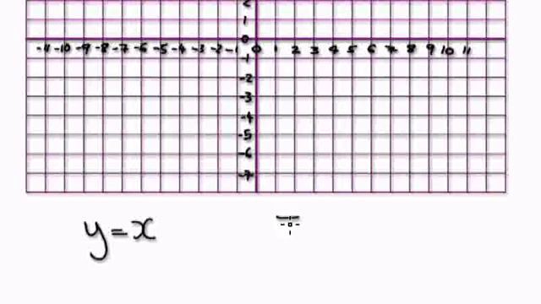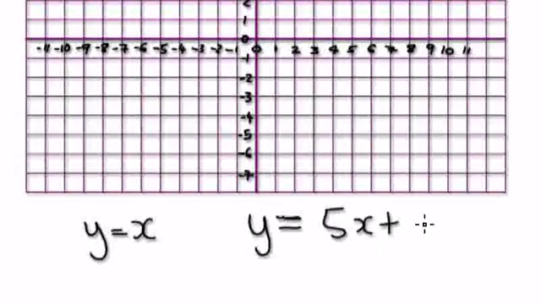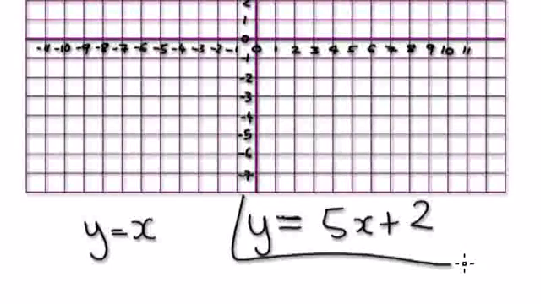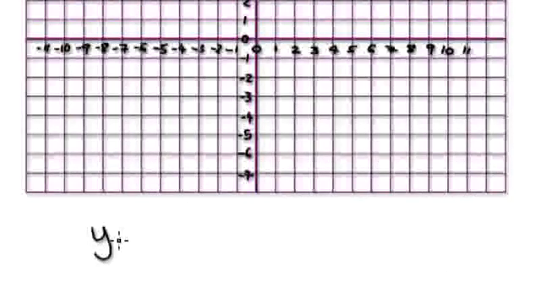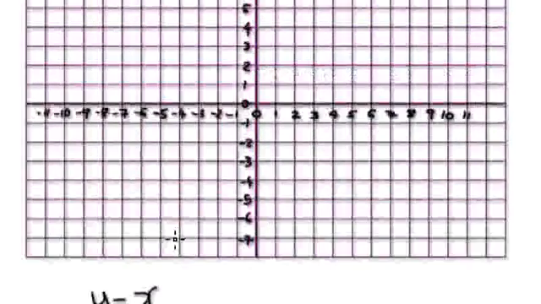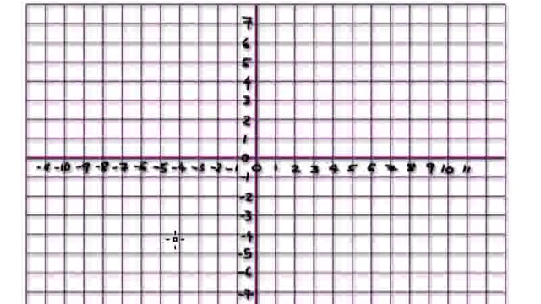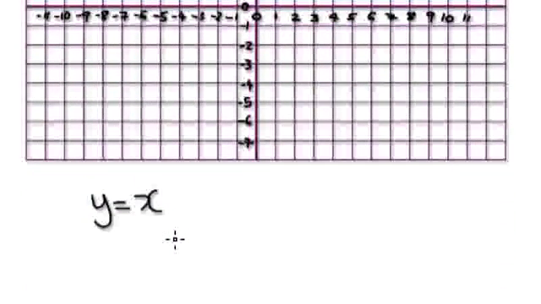Okay, so instead of saying y equals 5x plus 2, instead of trying to understand this, let's break it down into something simpler. So let's try and understand the graph y equals x. Now, what does that mean? So this is our blank graph here. Okay, so what is the graph of y equals x? What does that look like?